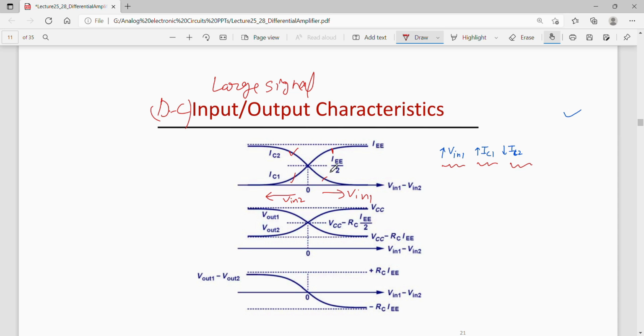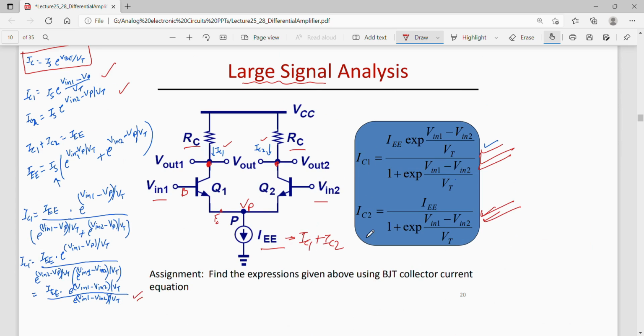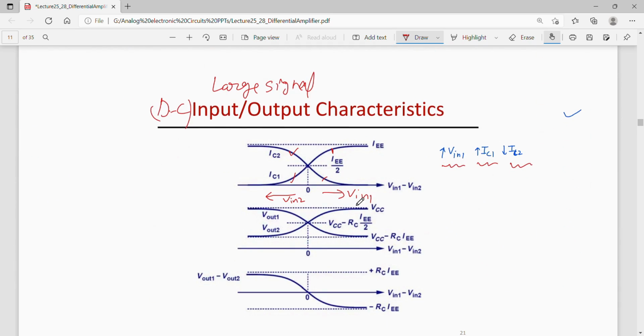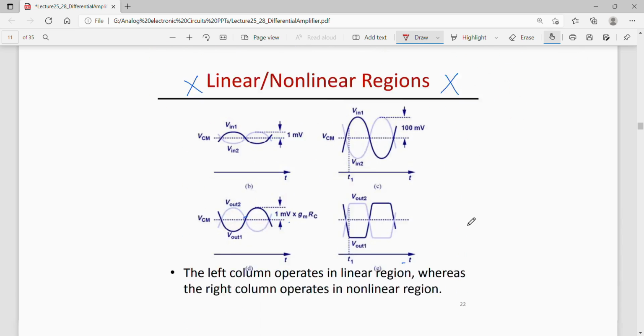And by what amount these should decrease, that can be calculated from these two relations, IC1 and IC2. That way one can draw the IO characteristics, and also Vout1 and Vout2 versus Vin1 minus Vin2. So all these characteristics can be plotted.